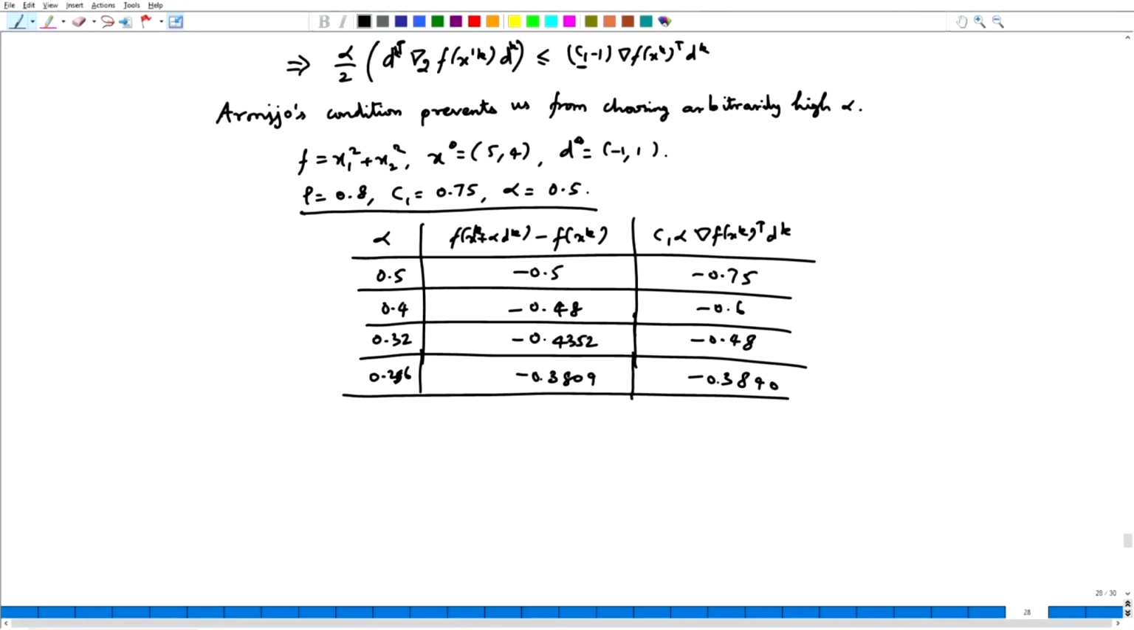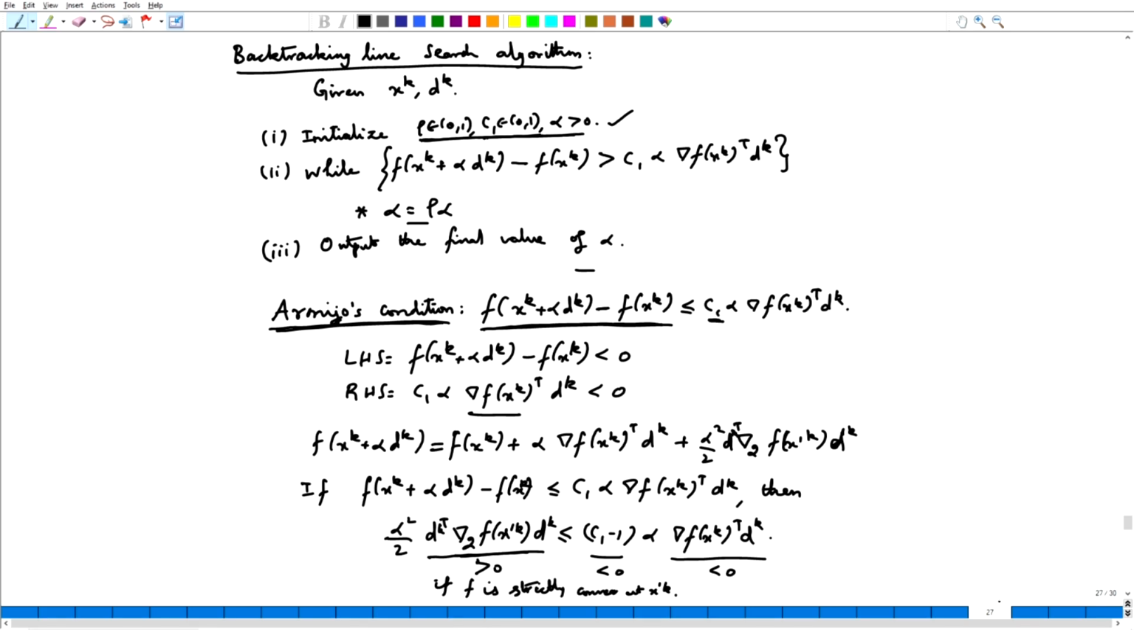So, yeah, this is basically how the algorithm functions. So, you initialize the values of the shrinking factor rho and C1 which is a part of the Armijo's condition, right, and the initial value of alpha, okay, and after this you keep shrinking the value of alpha until the Armijo's condition is satisfied. So, if it is satisfied in the first place you can stop there, or if it is not satisfied you keep shrinking the value of alpha, okay.